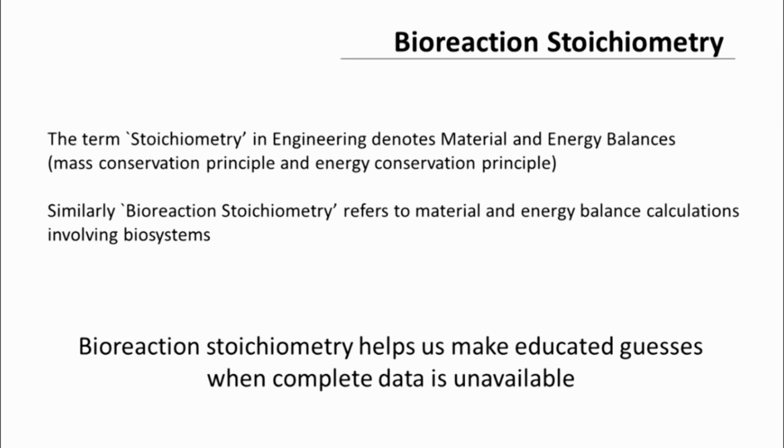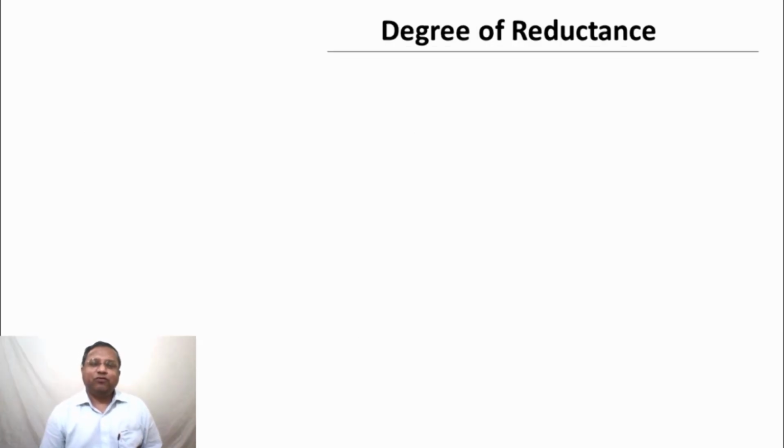Bioreaction stoichiometry helps us make educated guesses when the complete data is unavailable. That's how we are going to look at it. We just started looking into the cell at the cell level. We had led to this in our earlier discussions, but this is where we are actually getting to look into the cell. And the first approach is that the cell is a black box, and what we can gather from whatever we observe of it as a black box, but with the thinking that there are things going on inside the cell. A very useful concept for the use of stoichiometry is what is called the degree of reductance.